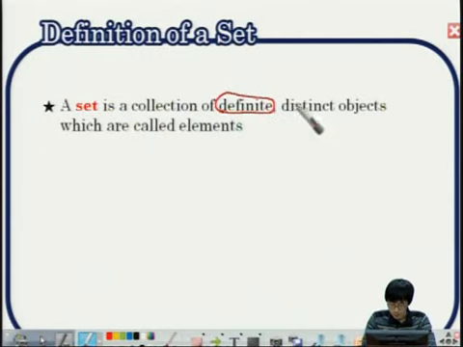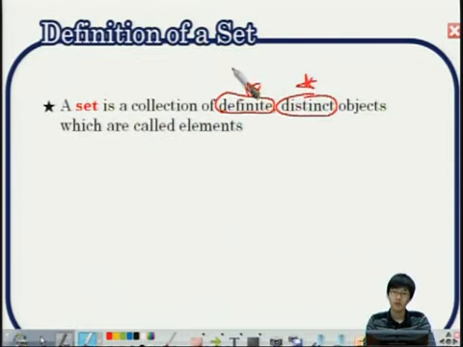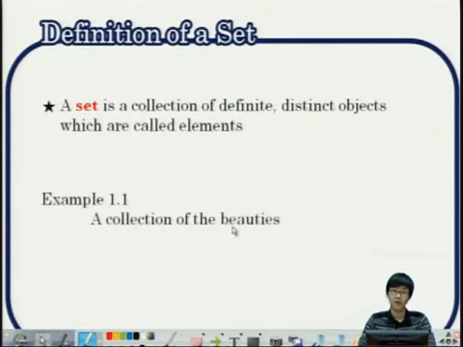In this definition, these two words are very important: definite and distinct. This has to be an obvious object, right? So there will be two examples, and looking at two examples, you have to distinguish if it is a set or not. First, a collection of the beauties. What do you think of this? Is it a set? I think it's not a set.